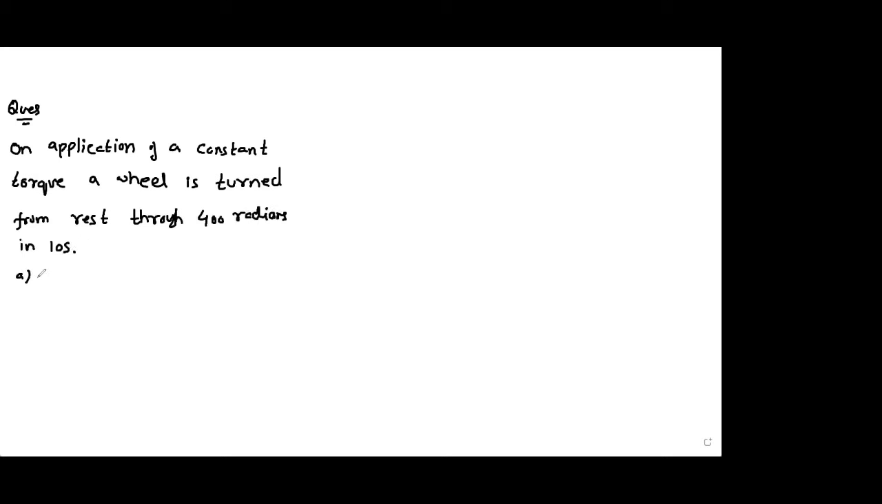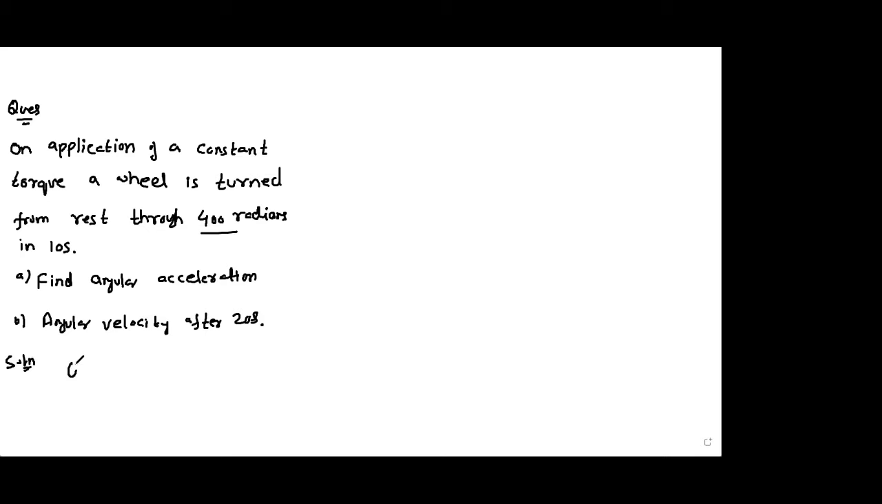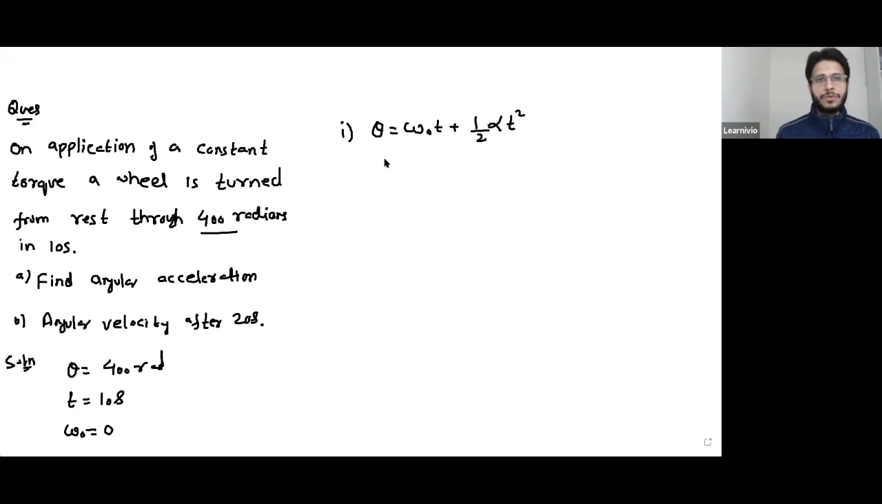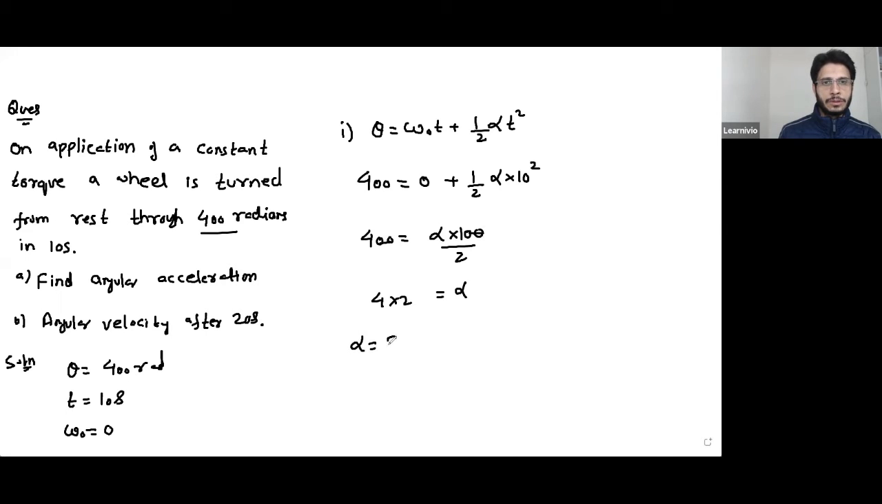So on application, your theta is 400 radian. The time is 10 seconds. The first one is straightforward: theta is 400, omega naught is 0, half alpha into 10 square. Alpha into 100 by 2 gets cancelled out. 4 into 2, so alpha is 8 radian per second square.